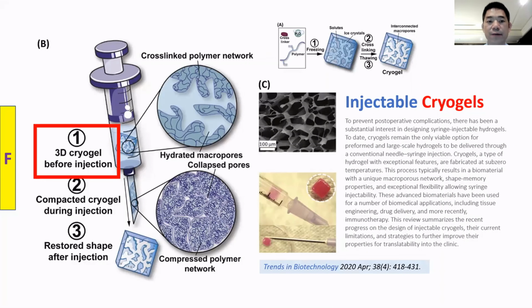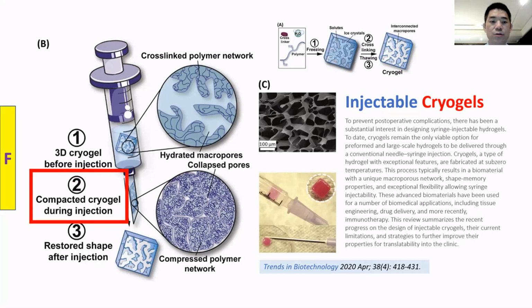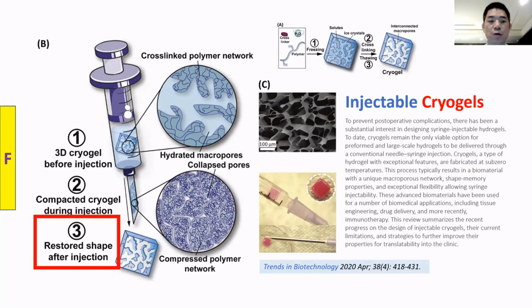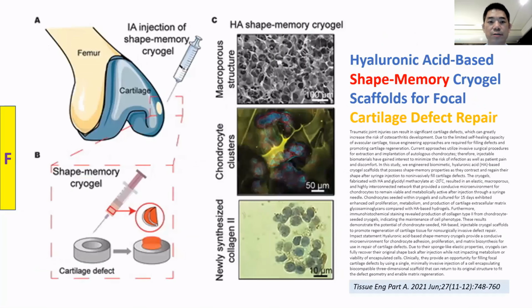And this is even greater because we call it injectable cryogel. Before injection it has a 3D structure, during the injection it will be compacted into the needle, and after injection it will restore to its original shape. We call it injectable cryogels. And this is a clinical example: we call it shape memory cryogel for cartilage defect repair.